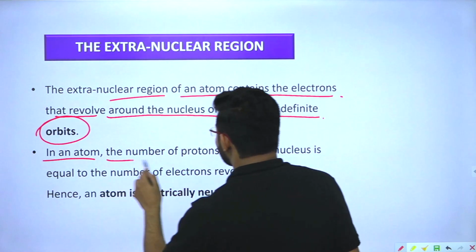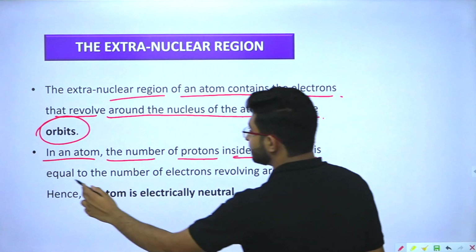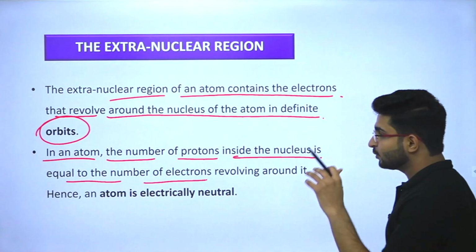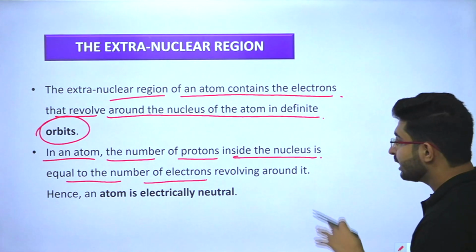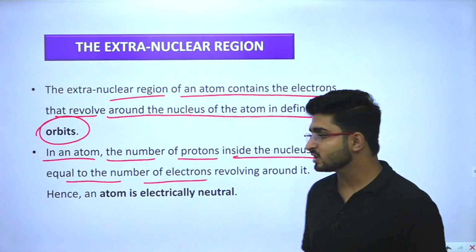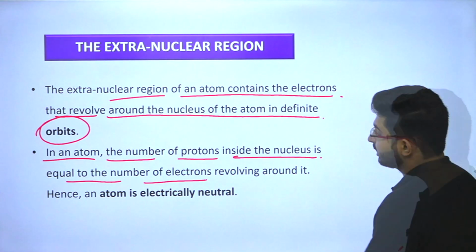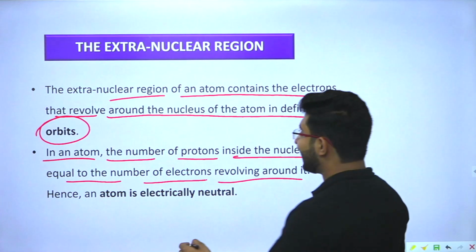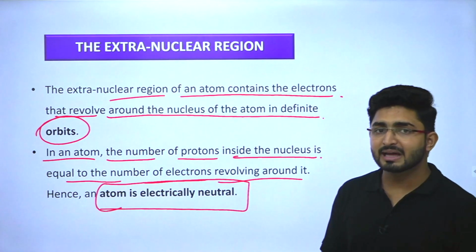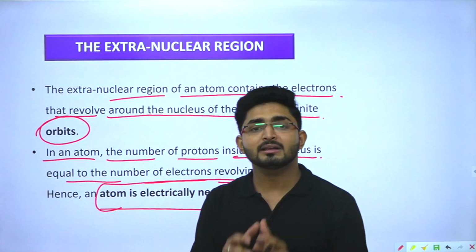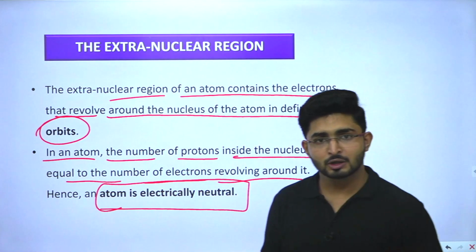In an atom, the number of protons inside the nucleus is equal to the number of electrons. So whenever we are talking about any atom of a particular element, the number of protons inside the nucleus will be equal to the number of electrons revolving around it. Hence an atom is electrically neutral. That's why we know very well that the number of electrons will be equal to the number of protons.